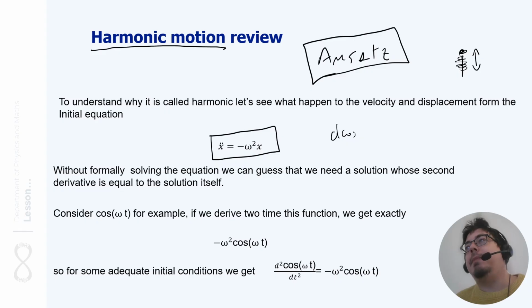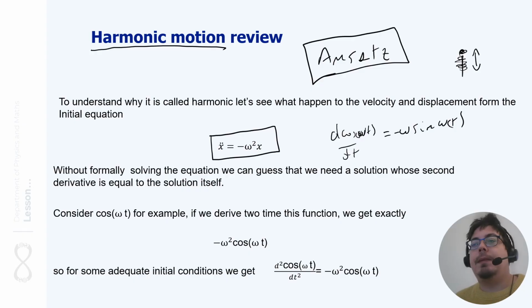is minus sine. So if we derive in time, cosine omega t, we get minus omega sine omega t. And if we derive it again, the derivative of sine is the cosine. We don't change the sign, and then we get again the cosine.